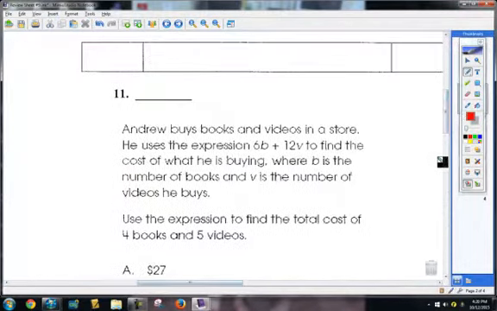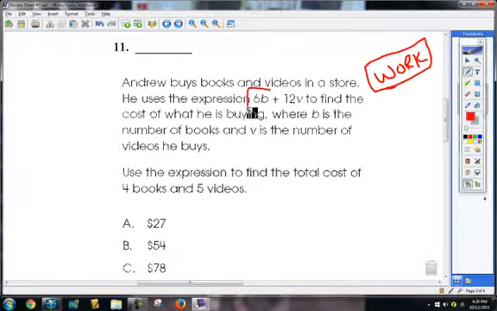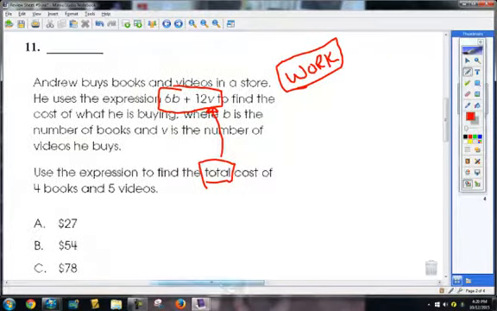All right, this first one, I absolutely need work. The same work that I've been requiring anytime an algebraic expression is involved. That's an algebraic expression saying $6 times the number of books plus $12 times the number of videos. And if you want to find total cost, that's how you're going to do it. So you guys should all know what my work is that I require. I should see PEMDAS.